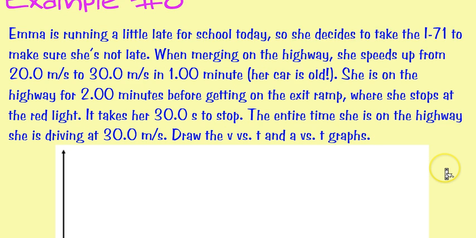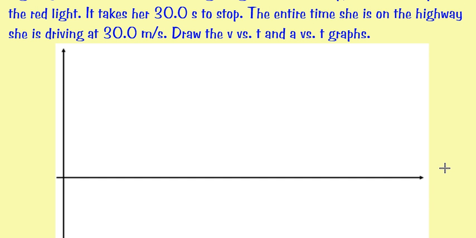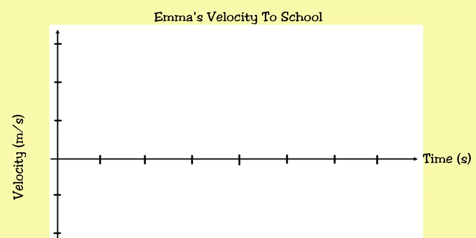So just as we did before, we need to start off with some of the basics of a graph. In other words, we need to start by labeling our axes and giving each graph a title. Let's do that right now. So what I've done so far is I've put a title on my graph.